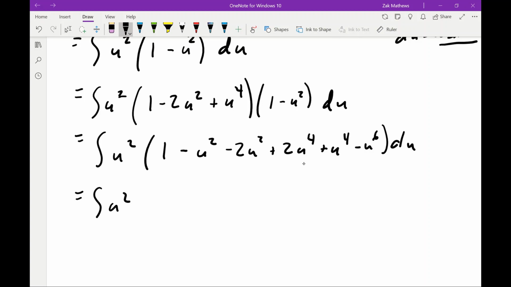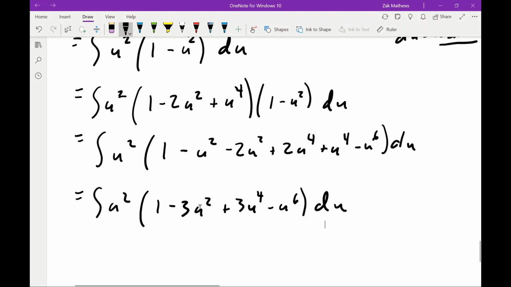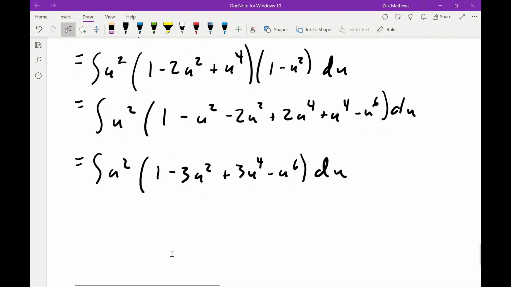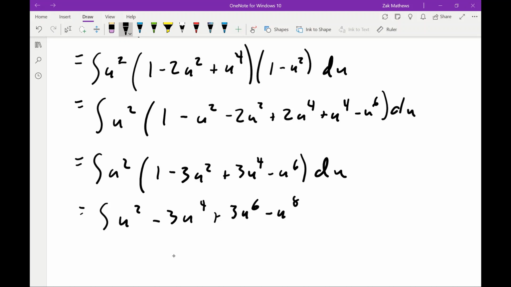We're still going to have to distribute that u squared in front, but we'll have a 1 minus u squared plus 3u to the 4th minus u to the 6th. So we see that Pascal's triangle there, the 1, 3, 3, 1 with the coefficient being the negative 1, so that's switching our signs a little bit as we go through there. And then, like I said, finally we're going to distribute that u squared, so u squared minus 3u to the 4th plus 3u to the 6th minus u to the 8th du.